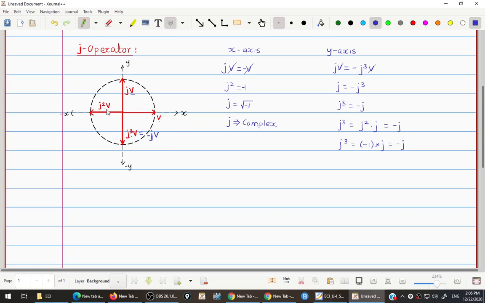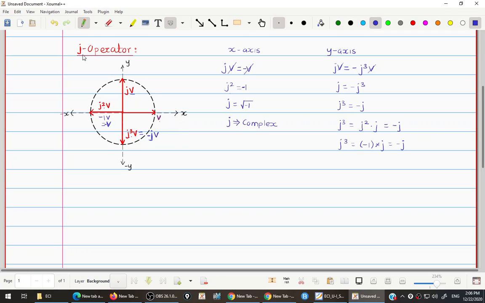Okay, and what we are getting over here, j square is equal to minus 1. Okay, so put this j square is equal to minus 1. So minus 1 multiplied by v. So what we are getting? Minus v. So what does this indicate? The positive phasor diagram is what? Plus v, and the negative phasor diagram is what? Minus v. So plus v and minus v indicate that their magnitudes are the same but directions are opposite.